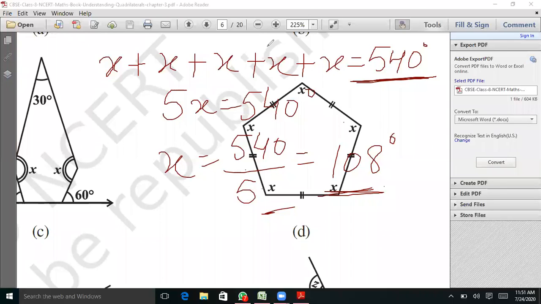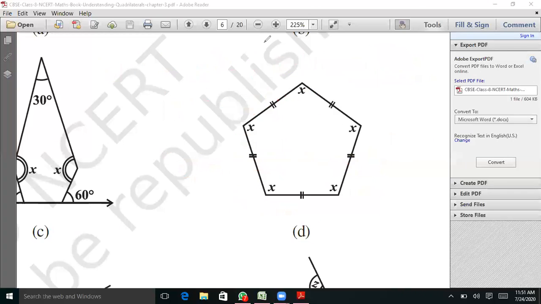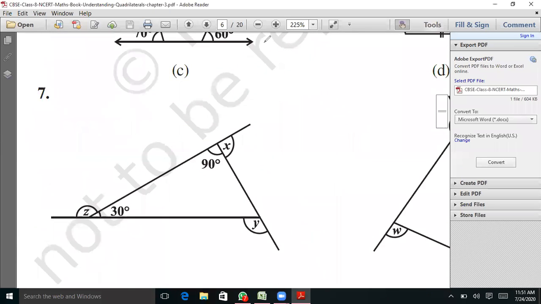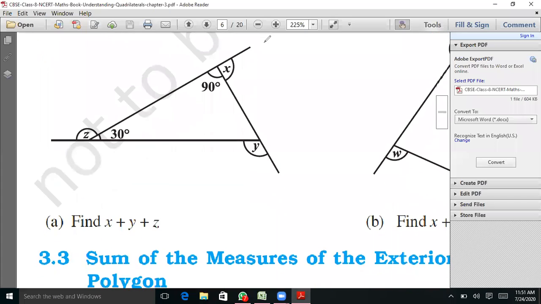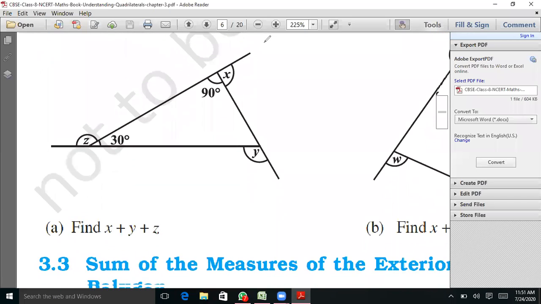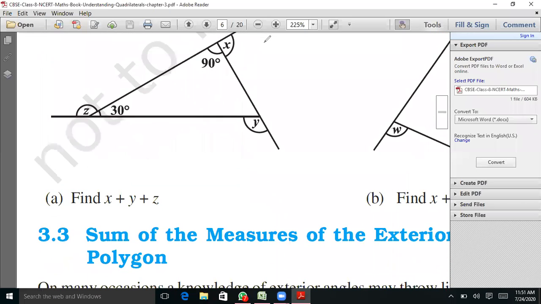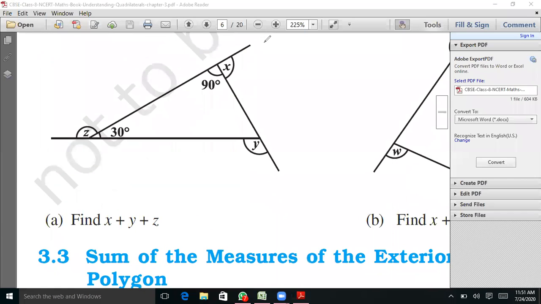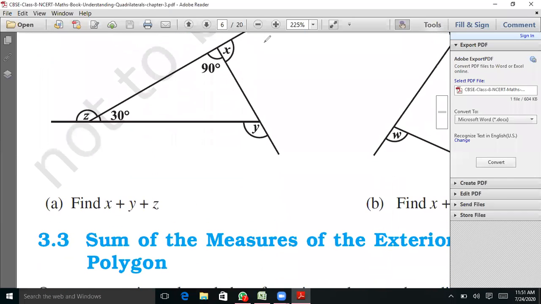The next is the 7th question. Here also you have to find out the unknown angles x, y and z. Here x, y and z are exterior angles. You have to find out x plus y plus z. So first of all, we have to find out this angle. Then only we can find out the exterior angles, right?